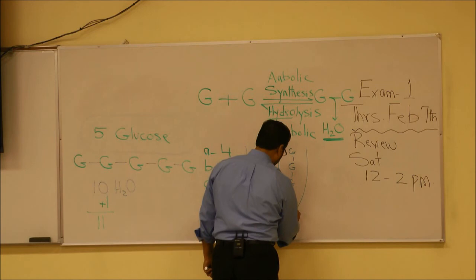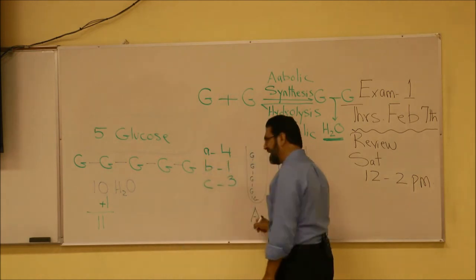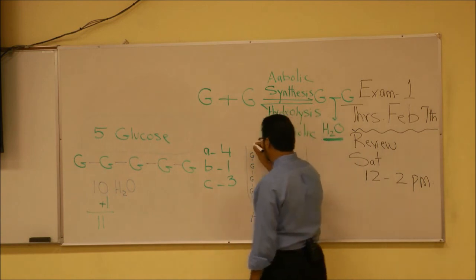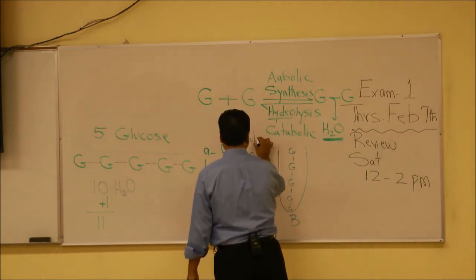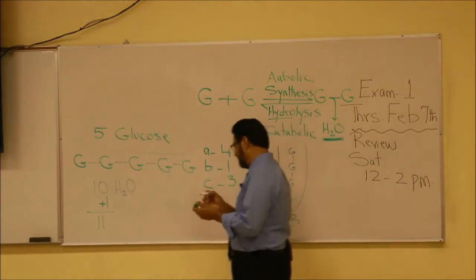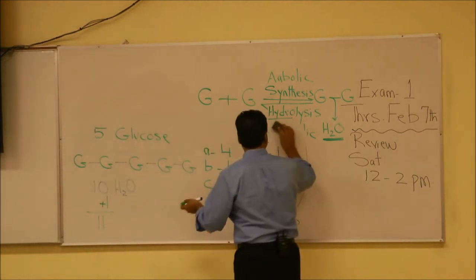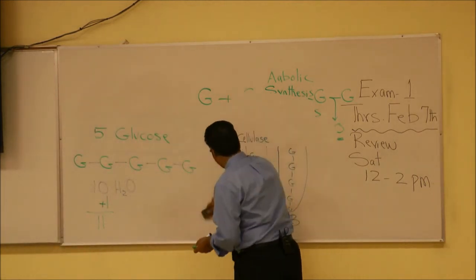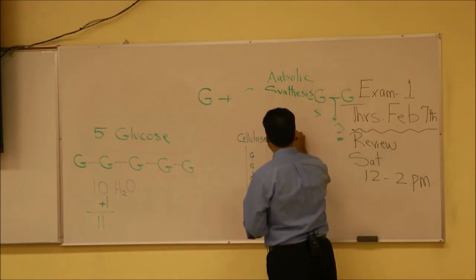Okay. In tube A, I add a drop of cellulase, the enzyme. In the other tube, no enzyme at all. No enzyme.